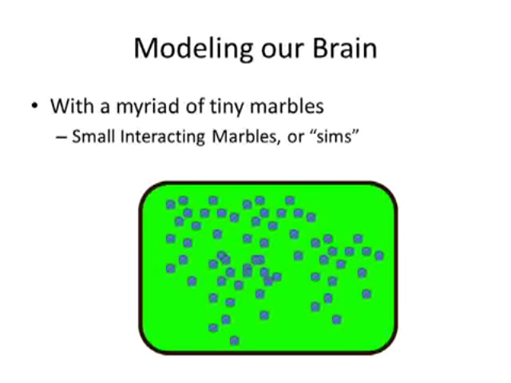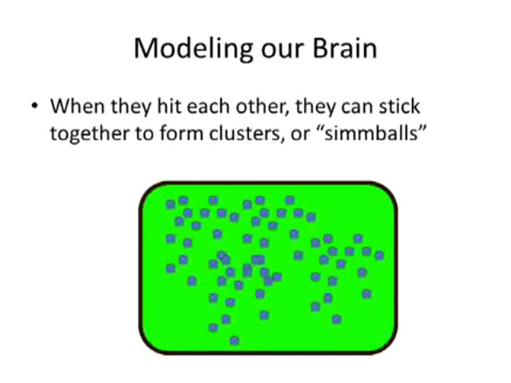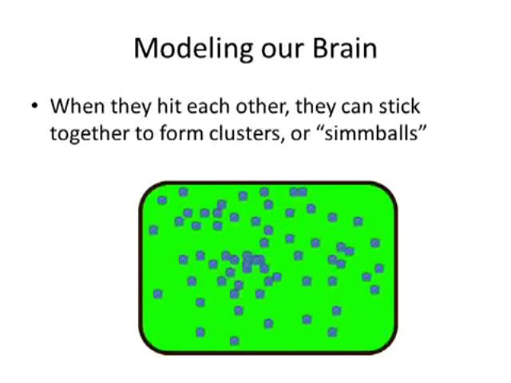And on this table there are a myriad of tiny marbles, and these are small interacting marbles, so we're going to call them SIMS, S-I-M-S. The SIMS are magnetic. They are small interacting magnetic marbles. When they hit each other, they can stick together to form clusters, or symbols.